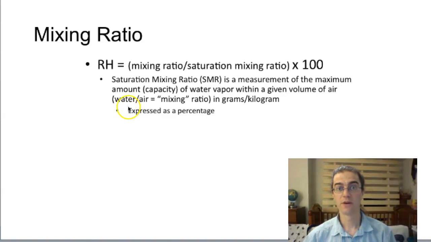This is the mixing ratio, which we got into a little bit earlier. The relative humidity is the mixing ratio divided by the saturation mixing ratio times 100, right, to get it expressed as a percentage.